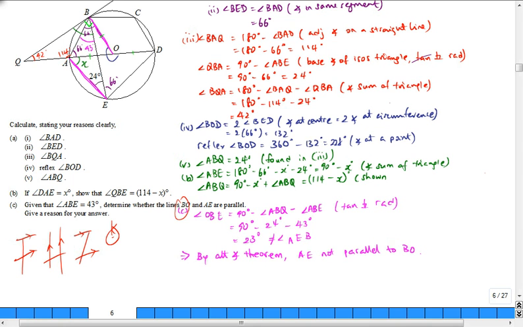So what I did was, I tried to find angle OBE. So this portion, and I found out that it was 23 degrees. Now, if they are parallel lines, then OBE should be the same as BEA, isn't it? If they are parallel lines, these two are alternate angles and they should be the same. But I found out that OBE is 23, which is not the same as AEB, which was given to be 24. Therefore, I can conclude by alternate angle theorem. So this one over here. By alternate angle theorem, AE is not parallel to BO.